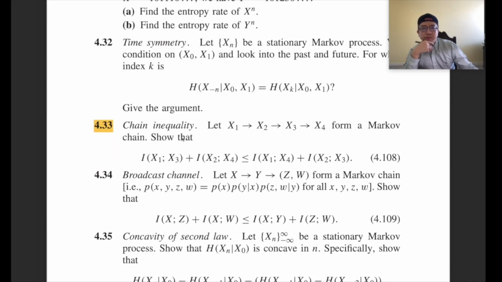Okay, for this one, we have Markov chain x1 to x4. I want to show this inequality, right? So the mutual information between x1, x3 plus x2, x4 is less than this, right? So this may not be very obvious, right? Because from the data processing inequality, we know that this mutual information I(x1;x3) is bigger than I(x1;x4), but I(x2;x4) is less than I(x2;x3), right? One is bigger, the other one is less, right? But overall, what would be the relationship, right?